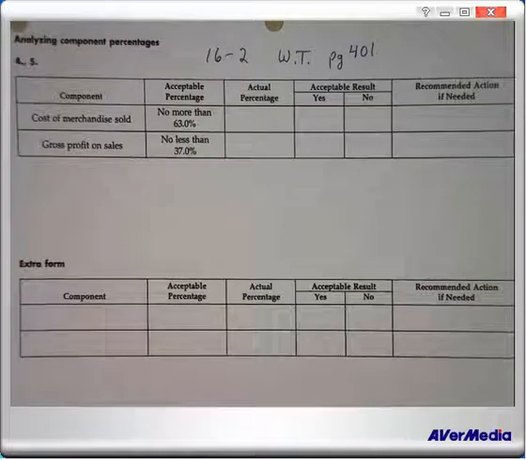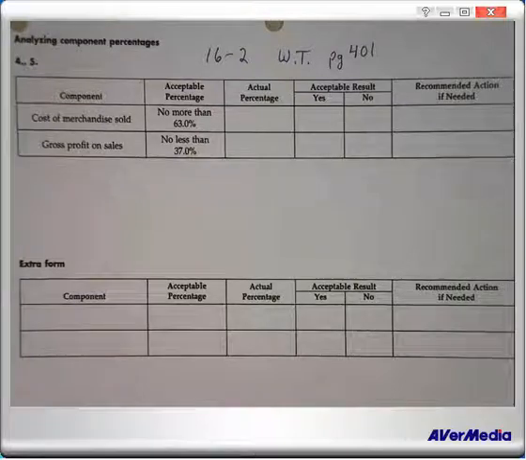Today we are working on Chapter 16, Section 2, Component Percentages. We're going to be analyzing the income statement showing a net income, and then we have acceptable component percentages shown to us in our book, but each industry is different, so you would have to check to see what those are for your particular industry if you're in a different business.